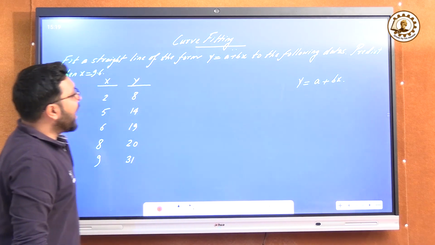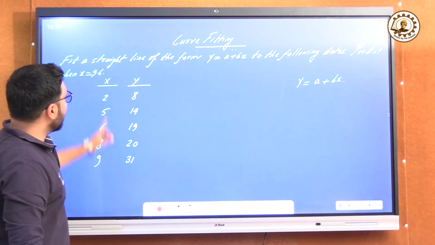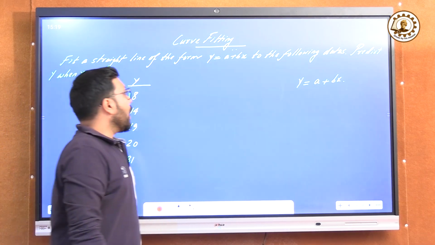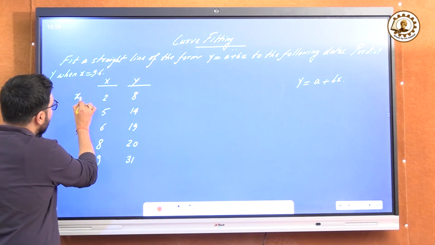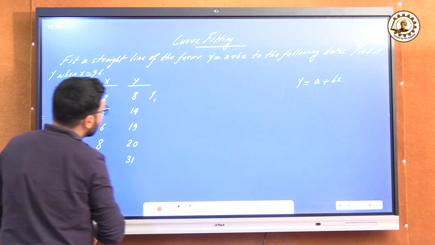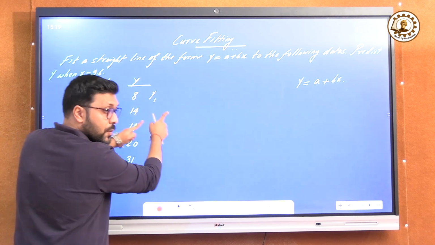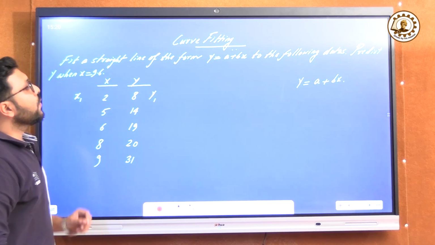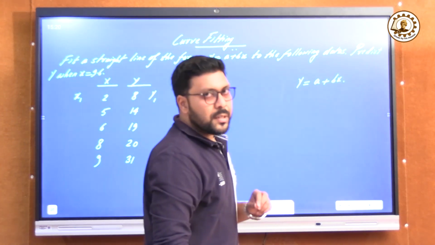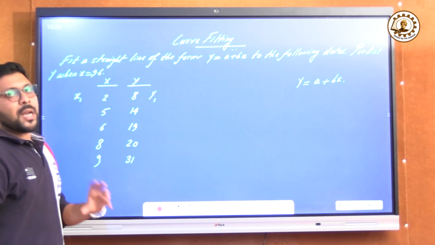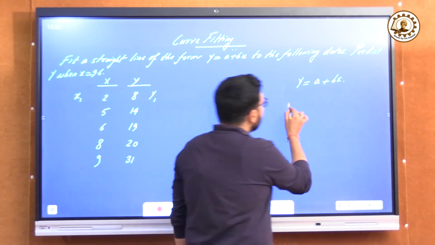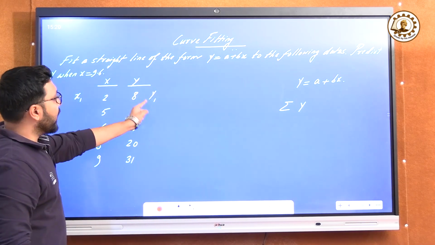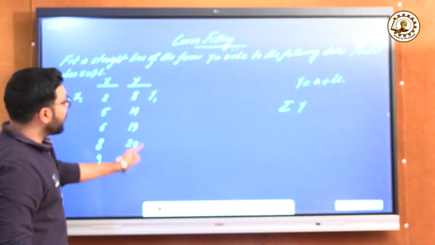Now here I have taken a few observations, which are 2, 8, 5, 14, 6, 19, 8, 20 and 9, 31. So I can consider this value as x1 and the corresponding value of y as y1. So the observations will be like x1, y1, then x2, y2, x3, y3, x4, y4, x5, y5. Since we have taken 5 observations only in this question, we have to consider it accordingly. If we consider summation of y, we have 5 values of y, which start from y1, then y2, y3, y4 and y5.